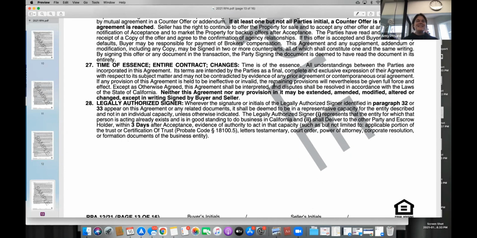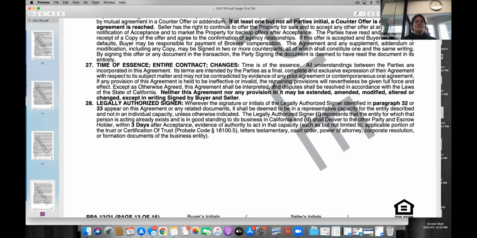Time is of the essence, entire contract and changes. Time is of the essence. All understandings between the parties are incorporated into this agreement. Its terms are intended by the parties as final, complete, and exclusive expression of their agreement with respect to the subject matter and may not be contradicted by evidence of any prior agreement or contemporaneous oral agreement. Everything has to be in writing.